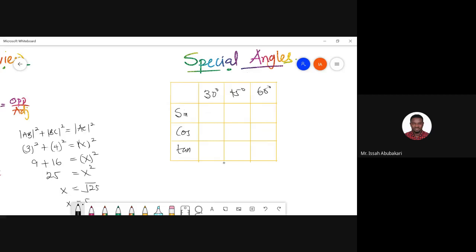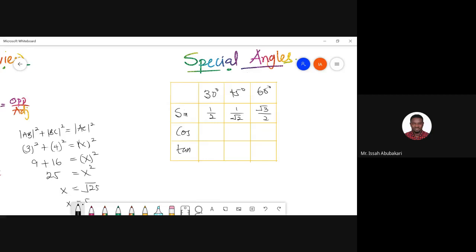So sine 30 is the same as 1 divided by 2. In other words, sine 30 is 0.5. Is that okay? Sine 45 is 1 divided by square root of 2, and sine 60 is equal to square root of 3 divided by 2. Now, sine and cos are opposites. What I mean is sine 30 is equal to cos 60, and sine 60 is equal to cos 30.